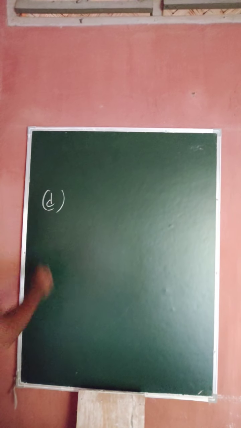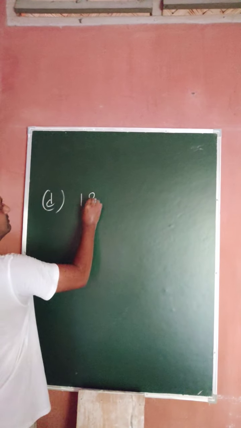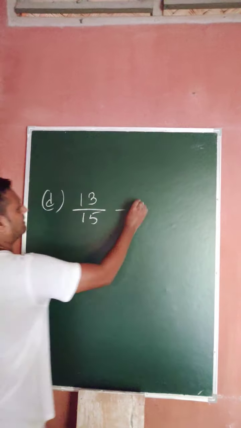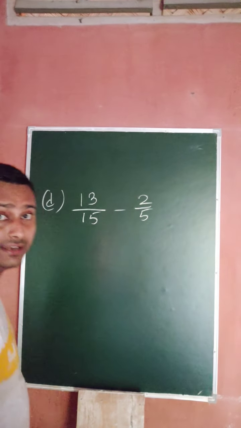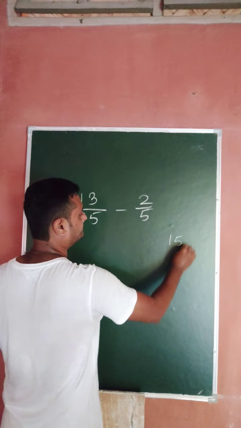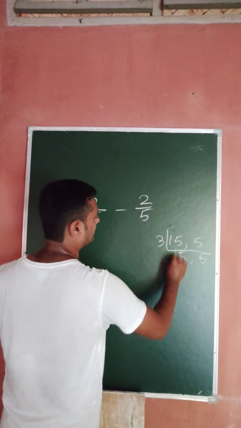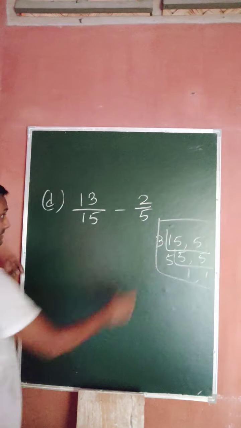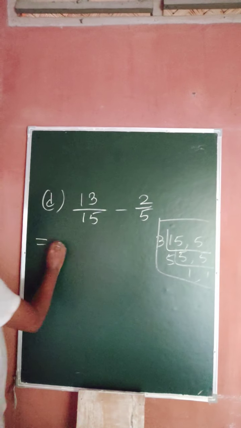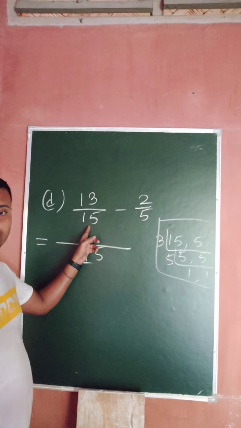So now come to question number D. 13 by 15 minus 2 by 5. Again, you have to find the LCM of 15 and 5 here. So 3, 5 is 15, 5 remains, and then 5, 1, 1. That means the LCM is 5 into 3, 15. LCM is 15.